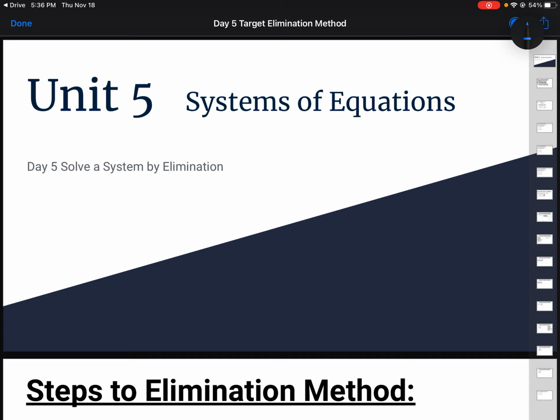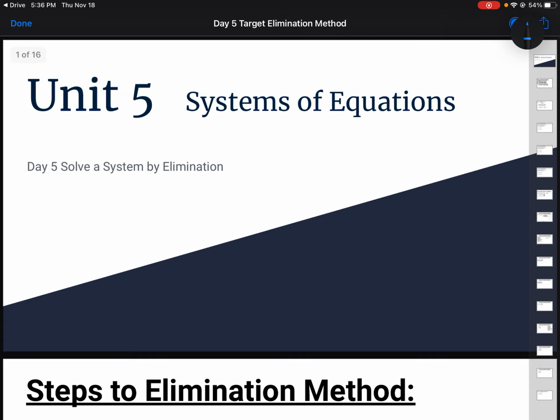Okay, today we're going to be talking about elimination. So remember, there are 3 ways that we're learning this year on how to solve a system of equations. The first would be graphing. So we would take our coordinate plane, graph both lines, and see where they intersect.